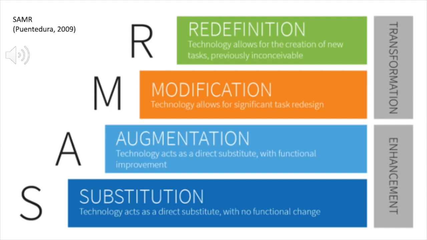SAMR is a spectrum. Substitution can be your best option for a particular setting. But if the entire instructional approach consists of digitizing your resources without enhancing them, that textbook to e-book transition, then it may be time to evaluate why you're using technology in the first place.